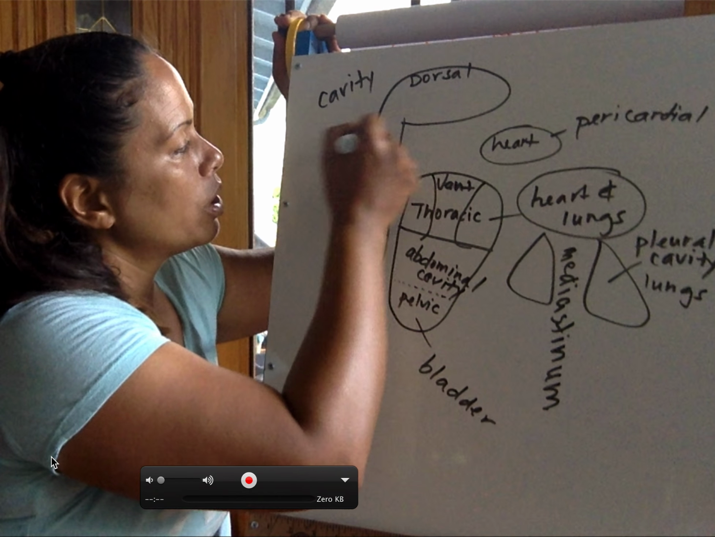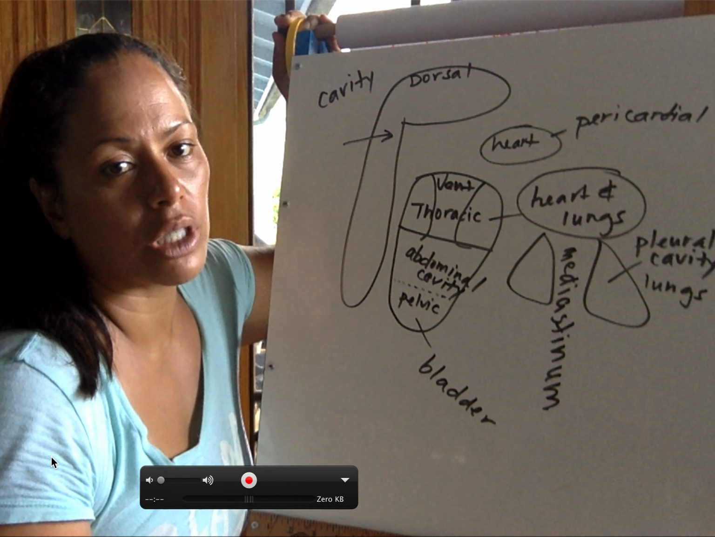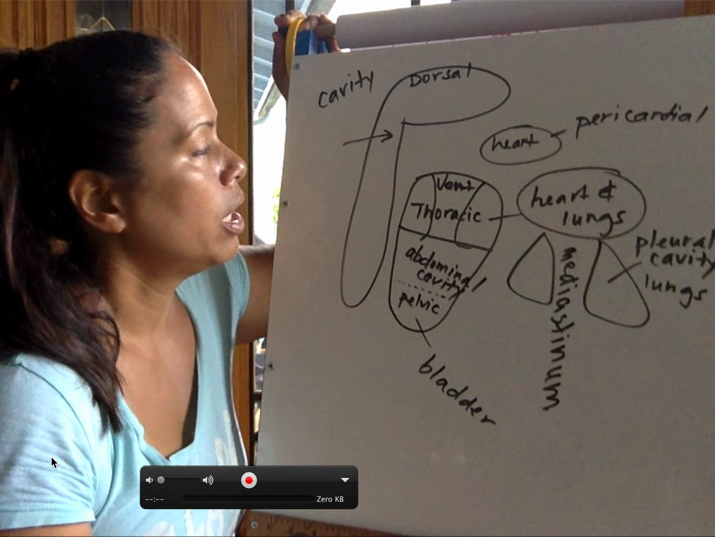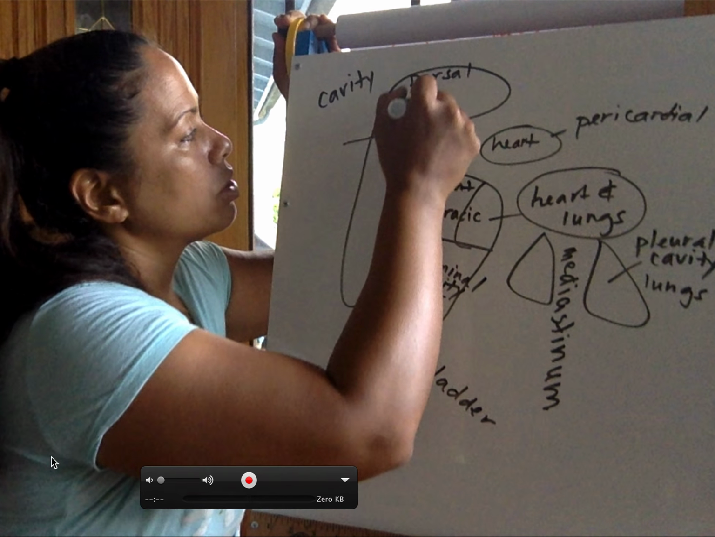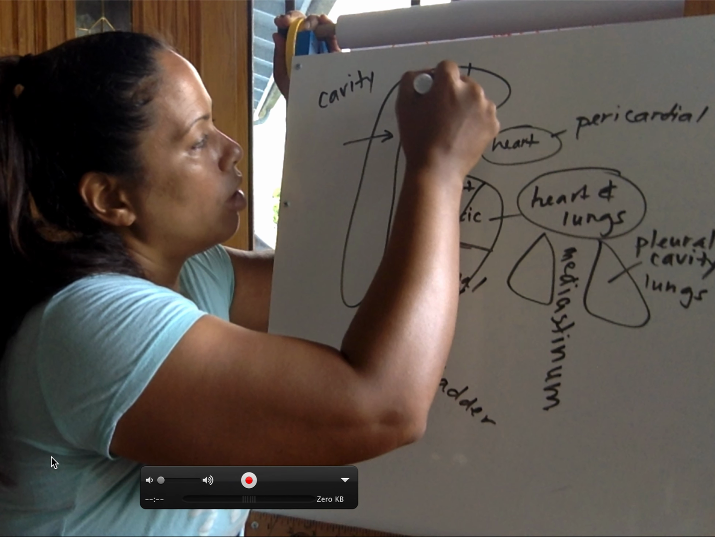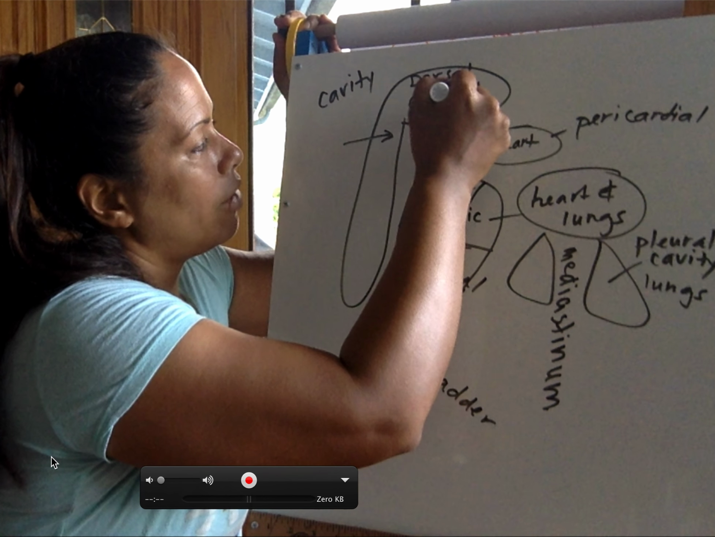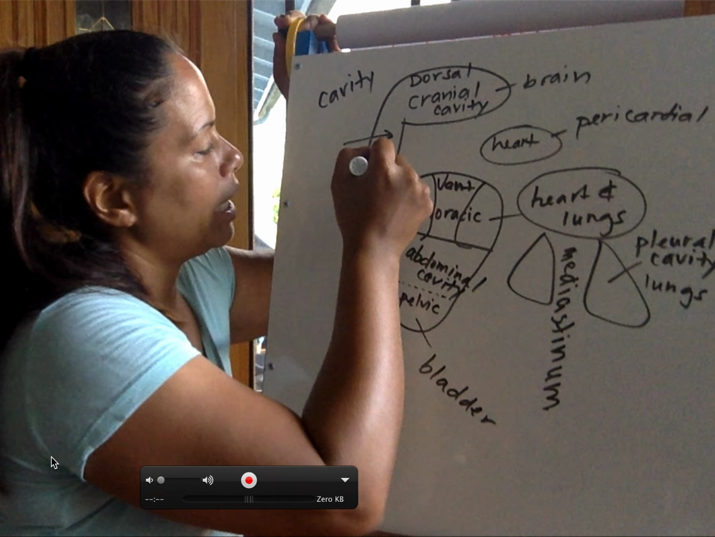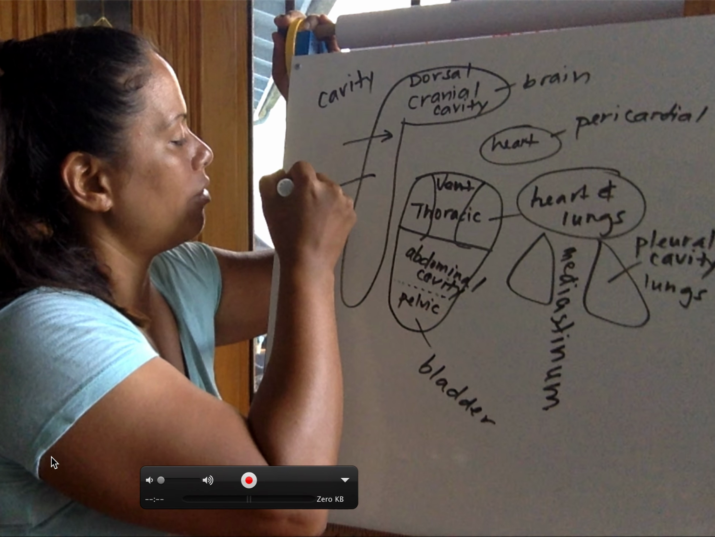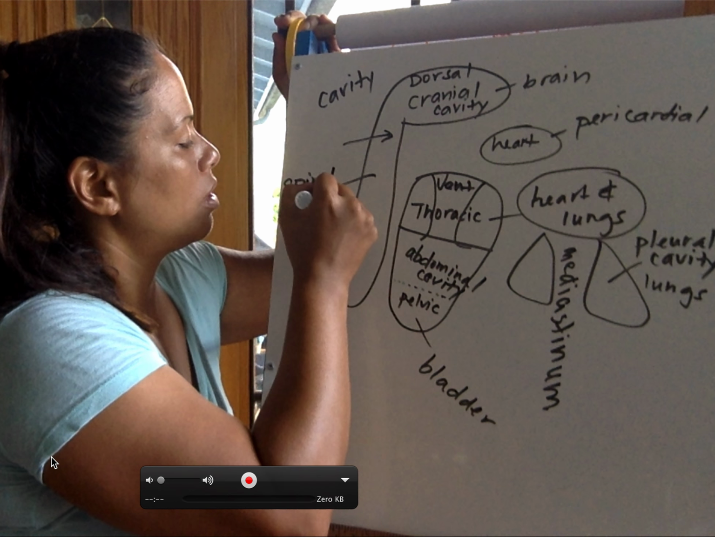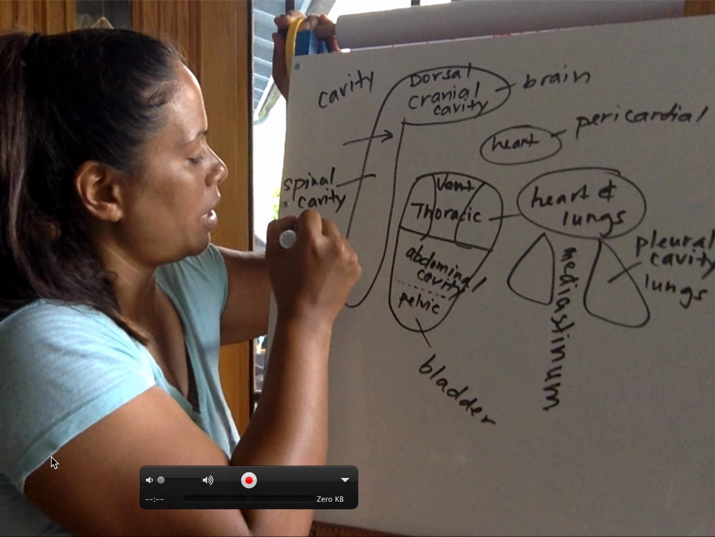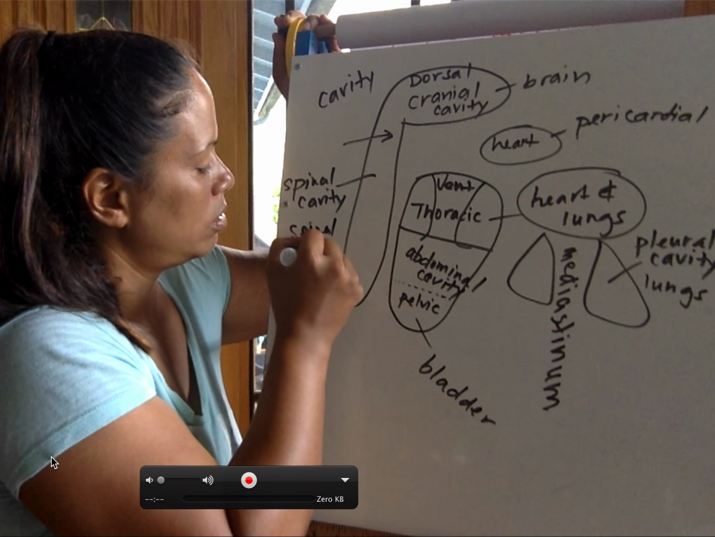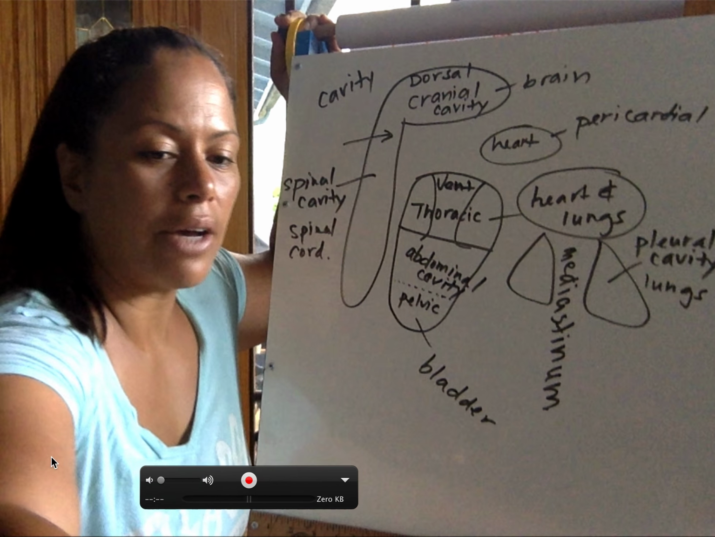What about dorsal? Dorsal, there's only two structures. They're part of the CNS, or central nervous system. One is the brain, the other is the spinal cord. So we have the brain, we call it the cranial cavity that contains the brain. And then the spinal cord is just the spinal cavity, and that contains the spinal cord. There we go, cavities are done.